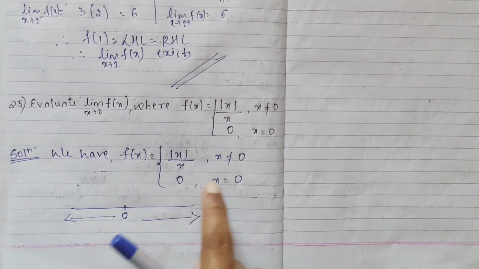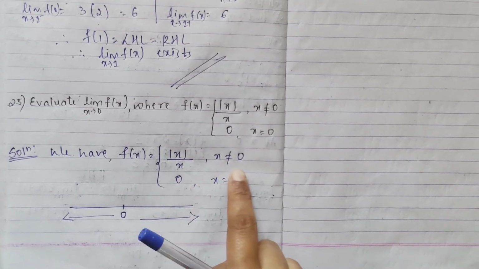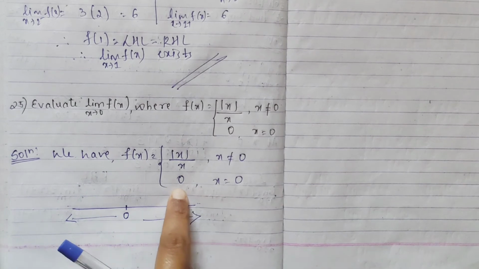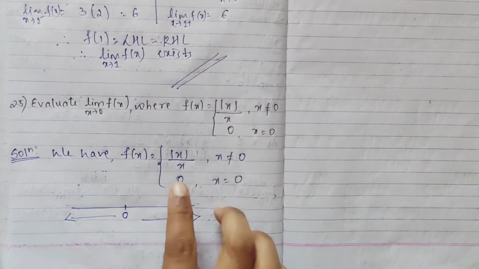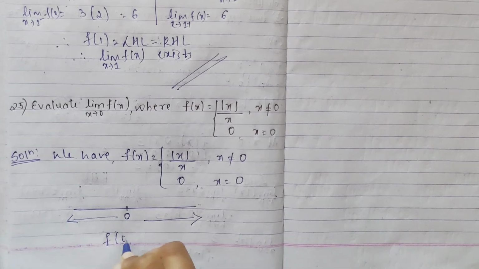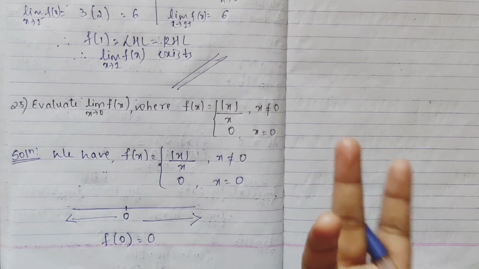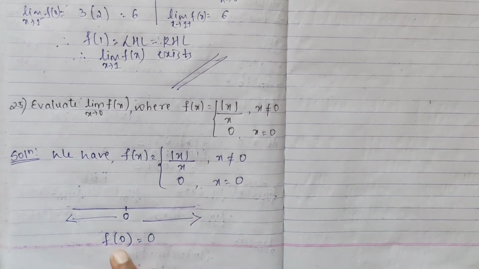At x is equal to 0, you will get f of x as 0 only, it is already telling. So directly they have given it. So you have got f of 0, you are getting 0 directly because they have already said. So now at f of 0 you have got it already.